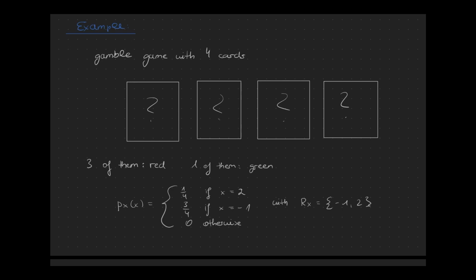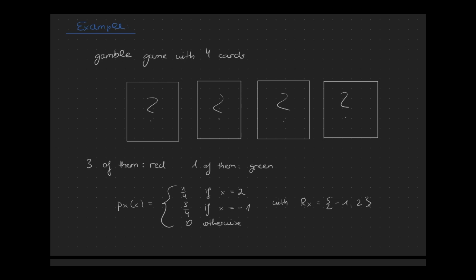Suppose you have 4 cards. 3 of them are red and 1 is green. But those cards are turned down and we cannot see the color. If we bet on the green card, we win $2. Otherwise, we will lose $1. We can start out by writing our probability mass function. Our probability mass function is 1/4 if x is equal to 2, 3/4 if x is equal to -1, and 0 otherwise. So the support contains 2 elements, -1 and 2.